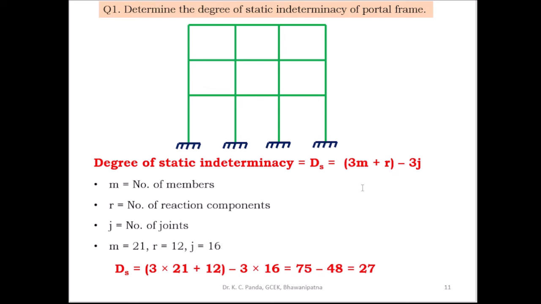Then put these values in this expression and find out the degree of static indeterminacy directly. So 3 into 21 plus 12 minus 3 into 16. So ds is equal to 75 minus 48, which is equal to 27. This is the degree of static indeterminacy of this portal frame.